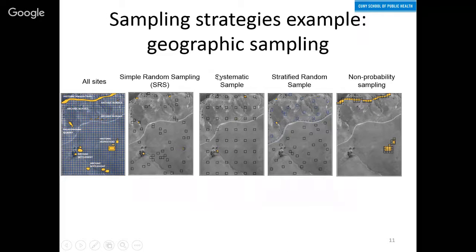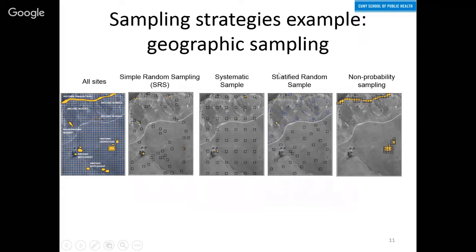The systematic sample guarantees an equal representation throughout the entire area, and it is still a random sample if there is randomness involved in your starting point. So every block then has a known and non-zero probability of being sampled.